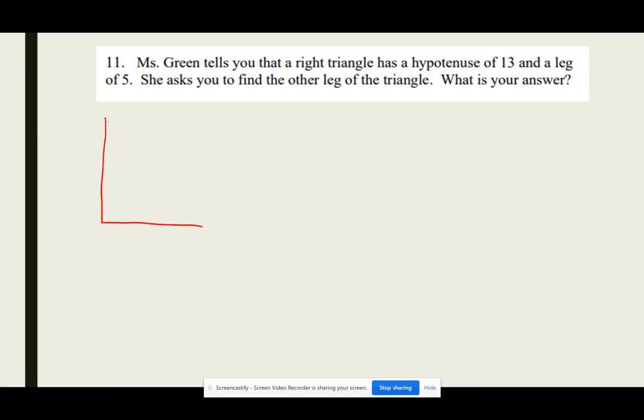It doesn't matter which direction you have it facing. We have a right triangle. The hypotenuse is 13 and one of the legs is 5. Again, it doesn't matter which one it is. And we're missing this one over here. So let's go ahead and label our pieces. I know my hypotenuse is C, and then I'm just going to call my other ones A and B. So I have A squared, I don't know, plus 5 squared equals 13 squared.